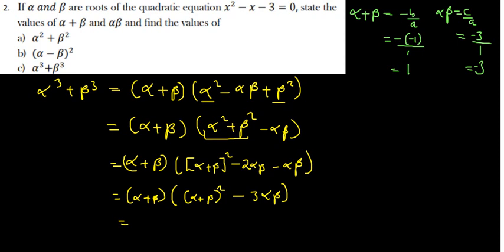Now we start substituting. Where there is alpha plus beta, we are going to substitute a 1, and then we have another alpha plus beta, that is 1, but it is squared, minus a 3. Where there is alpha beta, that is going to be negative 3. So this is going to give us just a 1 plus 9, which is a 10. So that is going to be the answer for this one.